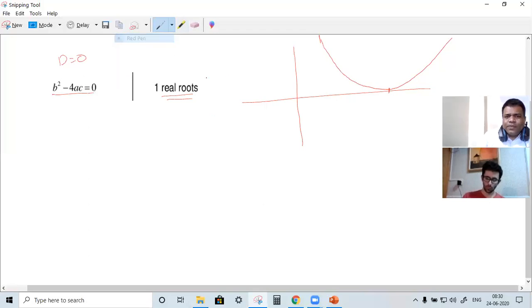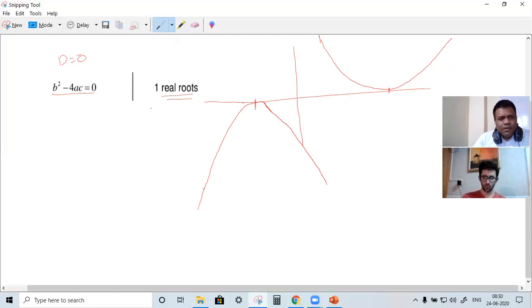It also depends on the value of a. If it is positive, it's going up. If it is negative, it's going down. But in both cases, it cuts the x-axis at a single point when the value of the discriminant is 0. One root because we are getting only one solution. Could be this or this, we don't know.